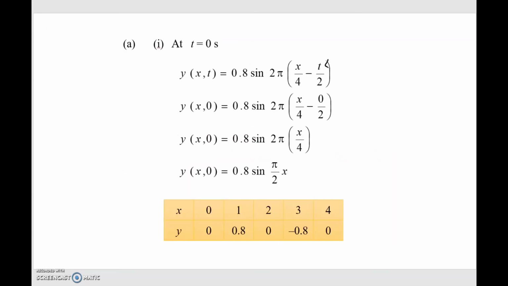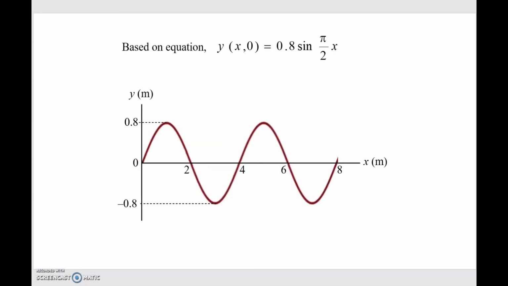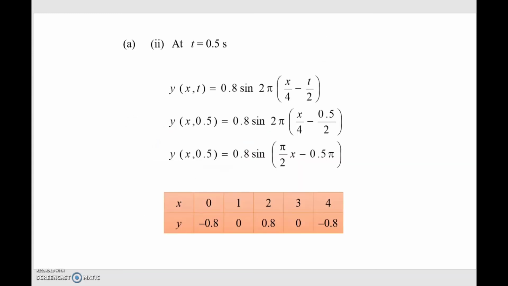So then when t is equal to 0, you substitute, y of x, 0 equal to 0.8 sine 2 pi x over 4. So when x is equal to 0, you find that your y is equal to 0, you press your calculator and make sure your calculator is in radian mode. Okay, so this is our graph. Okay, when you plot the graph of y versus x, your sinusoidal graph will be like this. And this one is when t is equal to 0.5.